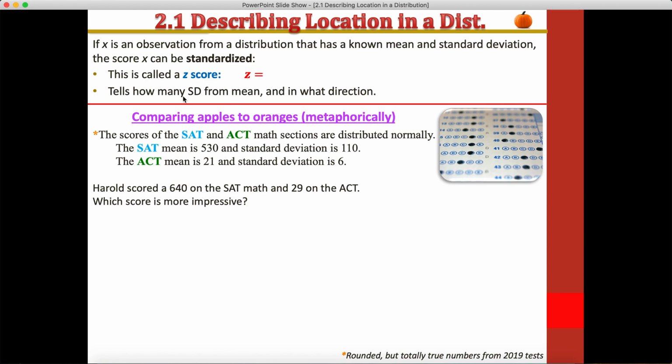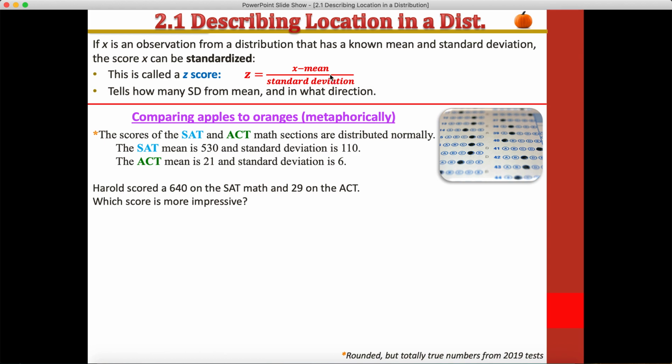Before I get into an example of that, let's define the term z-score, because the z-score is the result after we standardize something. The way we calculate this is a big deal. It's one of the first things on your formula sheet that we're talking about this year. Z equals the value minus the mean, over the standard deviation.